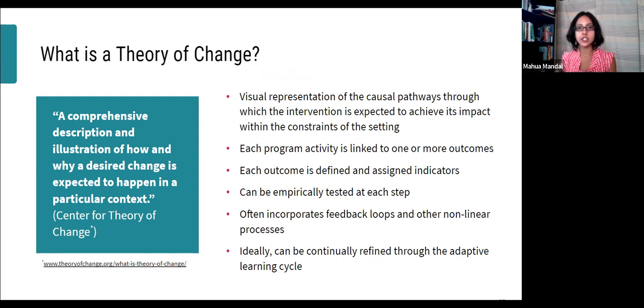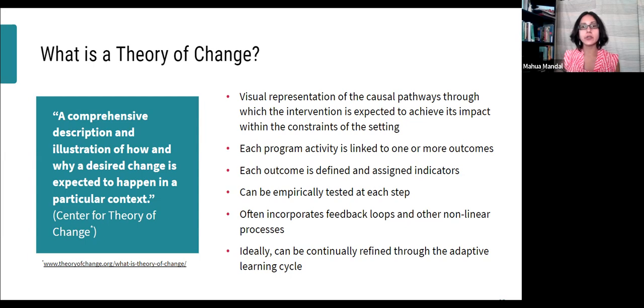So it's a visual representation of the causal pathway, and the causal pathway is basically how you envision the intervention is expected to achieve its impact or goal. In a theory of change, activities are linked to one or more outcomes, and then those outcomes are linked to the ultimate impact or goal. The associations between the activities and outcomes can be tested empirically, meaning you can actually use data to test whether the activities are associated with the outcomes, and depending on how much data you collect, whether the outcomes are associated with an impact.